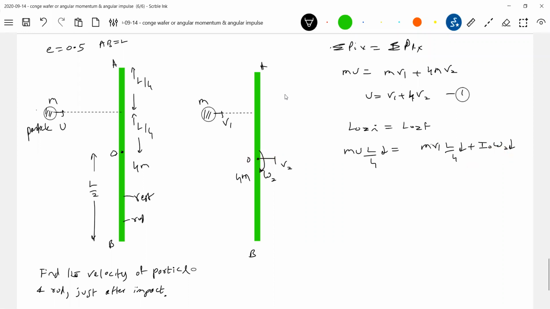Solving this, u L by 4 equals v1 L by 4 plus this will be 4m L square by 12 into omega 2 divided by 4m L by 4 ... 4m also will get eliminated. L will be u equals v1 plus L omega 2 by 3.